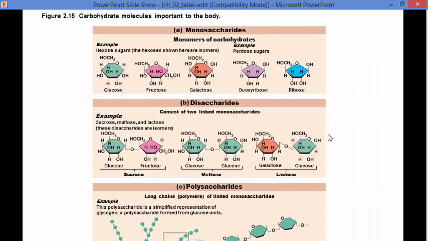So that's a hydrolysis reaction. So now we'll talk about those major organic molecules, the carbohydrates, the lipids, and the proteins. They're called organic because they have carbon.